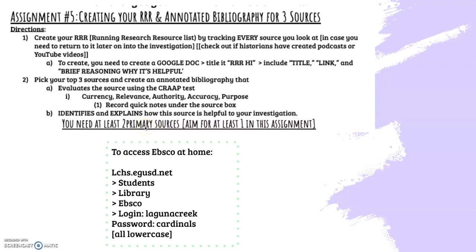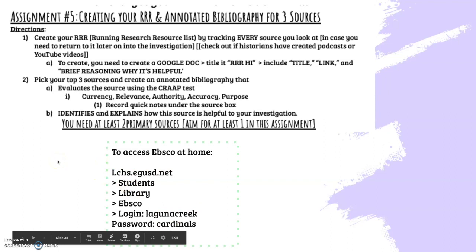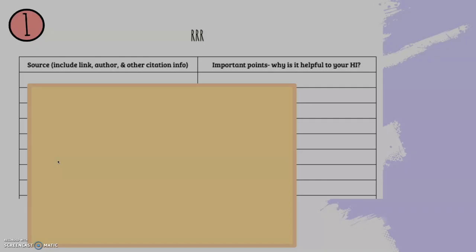For your HI, you need 6 to 8 academic sources. You've already found 1. For this assignment, you're finding 3, and then you will find about 2 to 4 more for the next assignment. The reason I'm having you do it broken up this way is so that I can check in on how you do with sources on assignment number 5, and then I can offer suggestions and give feedback on that. This is also how you can go ahead and access EBSCO at home in case you do not know. And I'm just going to run through the assignment.